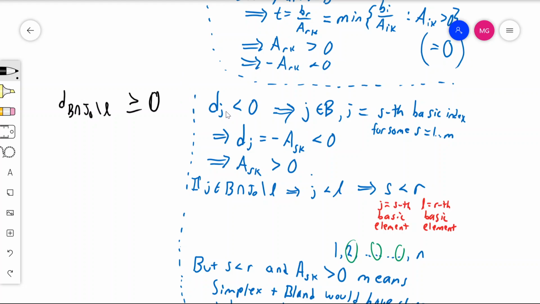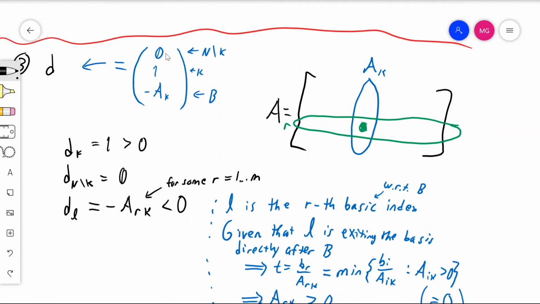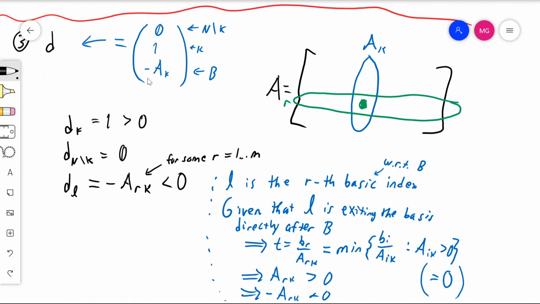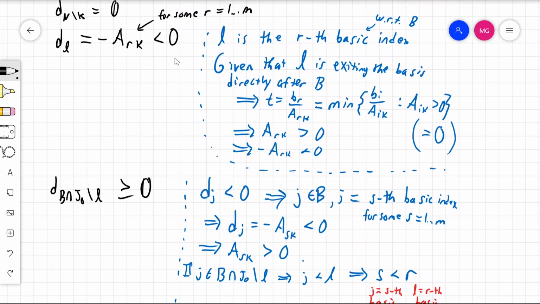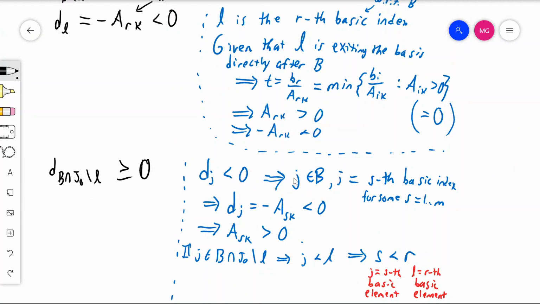So if I have a D component that's negative, remember what D is. It's a bunch of zeros, a 1, and then for the basic indices, it's this. In particular, for the non-basic indices, n minus k and k, those are 0 and 1, so they're not negative. So the only chance of a D component being negative occurs at these basic indices. If I have a component dj that's negative, that must mean that j is a basic index. So let's say it's the sth basic index for some row index s from 1 to m, just how we said above that L is the rth basic index.